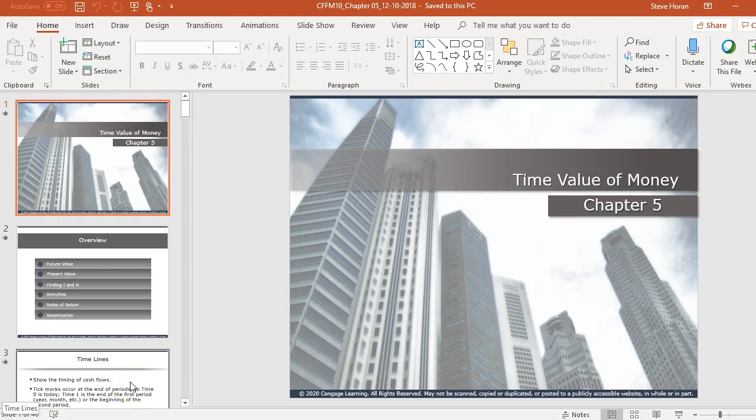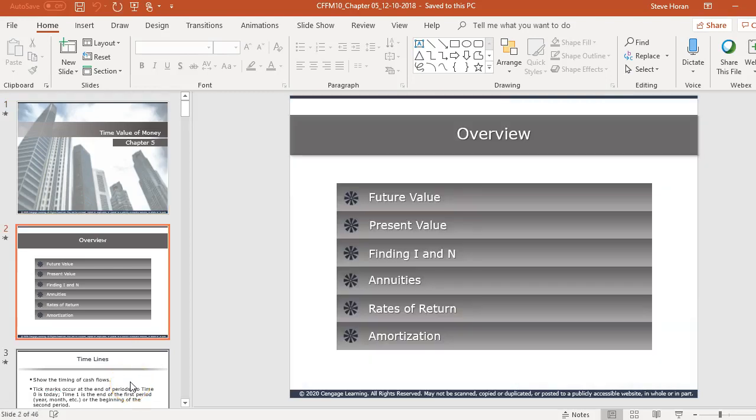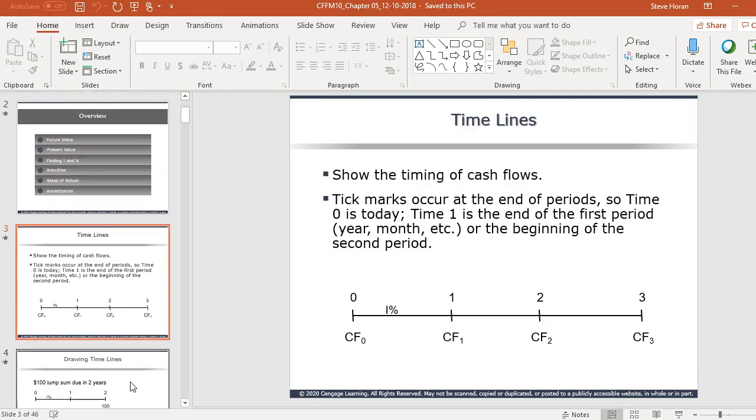Well, welcome to Chapter 5. This week is all about the time value of money. So it's very much numbers based this week. There are definitely concepts within the time value of money we have to understand. But we're going to talk about present value, future value, what an annuity is, and solving for an interest rate, and solving for N, which is the number of periods, number of years over a series of payments.